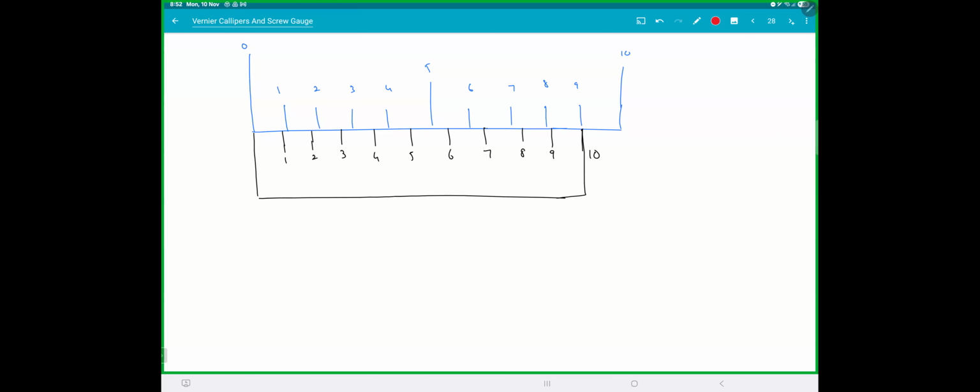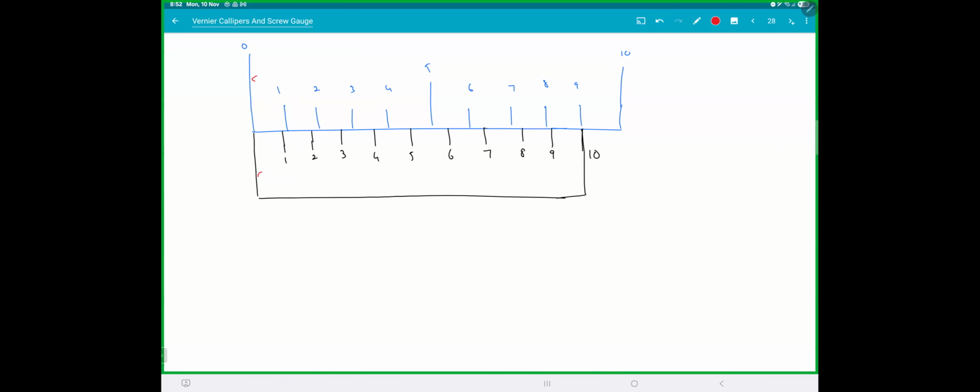Now, tell me one thing. What is the distance between the first division of main scale and first division of Vernier scale? What is the length of one main scale division? 1 mm. What is the length of one Vernier scale division? 0.9 mm. So what is the distance between first and first division? 0.1 mm. What is the distance between the third and third division? 0.3 mm. Distance between 7 and 7, 0.7 mm. This is understood.